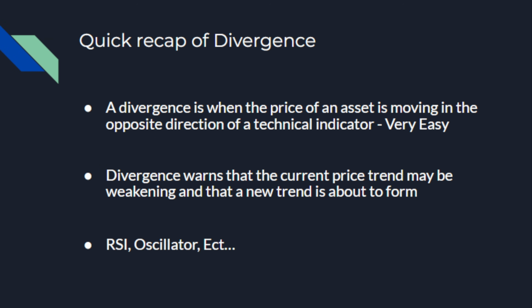Now, a quick recap on divergence. A divergence is when a price of an asset is moving in the opposite direction of a technical indicator. Very simple, very easy to understand. Divergence warns that the current price trend may be weakening and that a new trend is about to form. RSI, oscillator, etc. These are some of the indicators that you guys will be using. Stochastic, a lot of it, okay?